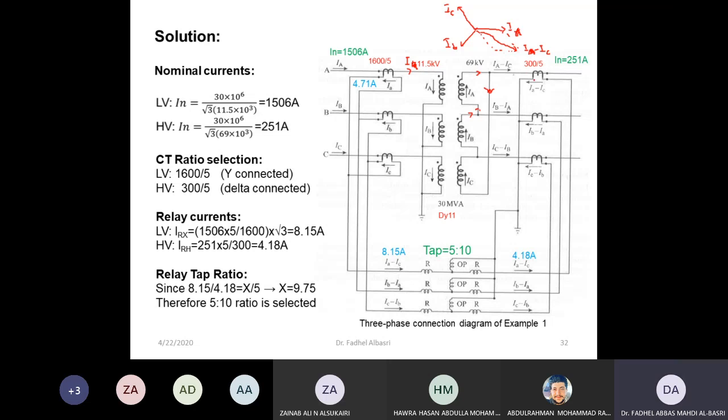All right, so as you can see now, the current that goes to the CT at the HV side is not equal in phase with the current that goes to the LV side. This is HV current. This is LV current. And as you can see, the LV current leads HV's current by 30 degrees, which makes this connection Dy11. So this is Dy11 connection.